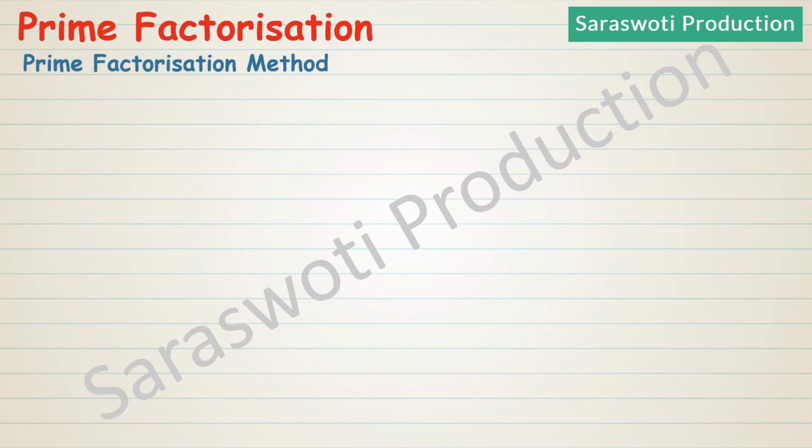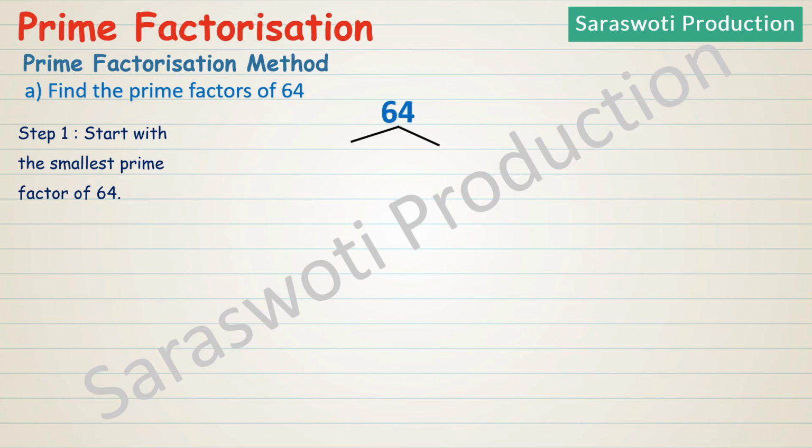Let's see some more questions. So we're going to solve a few questions now using the prime factorization method. First number we have is 64. Now step number 1 is to start with the smallest prime factor of 64, and that is 2, of course.